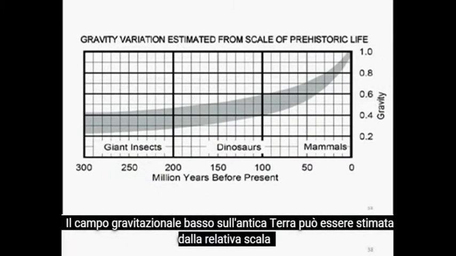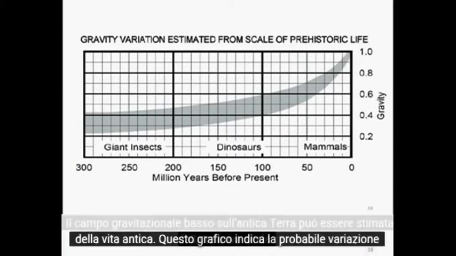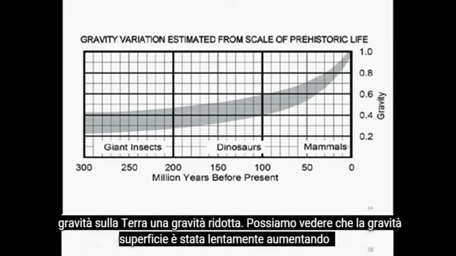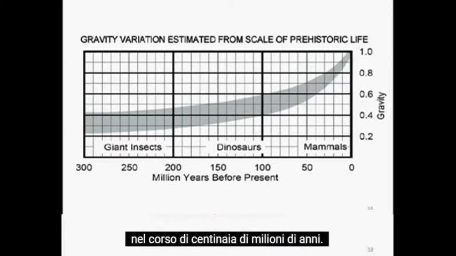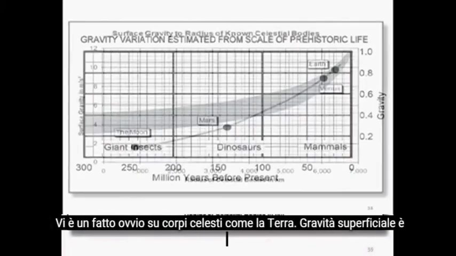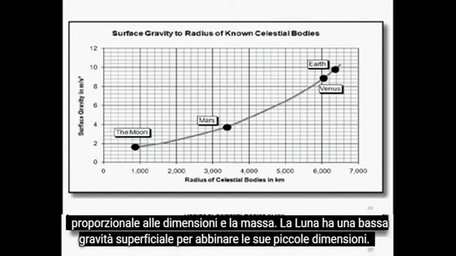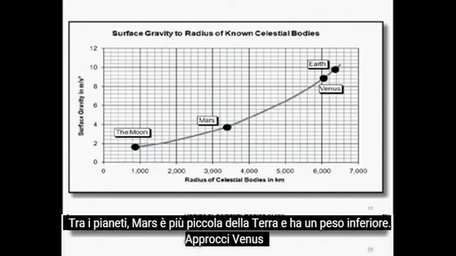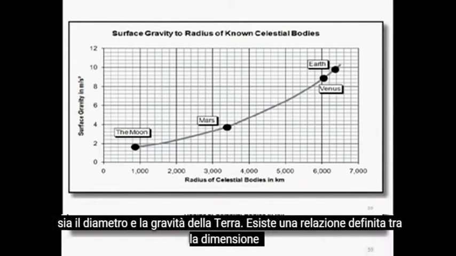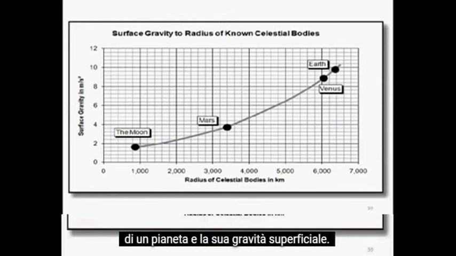The low gravitational field on the ancient Earth can be estimated from the relative scale of ancient life. This graph indicates the probable change in gravity on a reduced gravity Earth, based on ancient life. We can see that surface gravity has been slowly increasing over hundreds of millions of years. But why would the force of gravity have changed? There is one obvious fact about celestial bodies like the Earth. Surface gravity is proportional to size and mass. The Moon has a low surface gravity to match its small size. Amongst the planets, Mars is smaller than the Earth and has a lower gravity. Venus approaches both the Earth's diameter and gravity. There is a definite relationship between the size of a planet and its surface gravity.